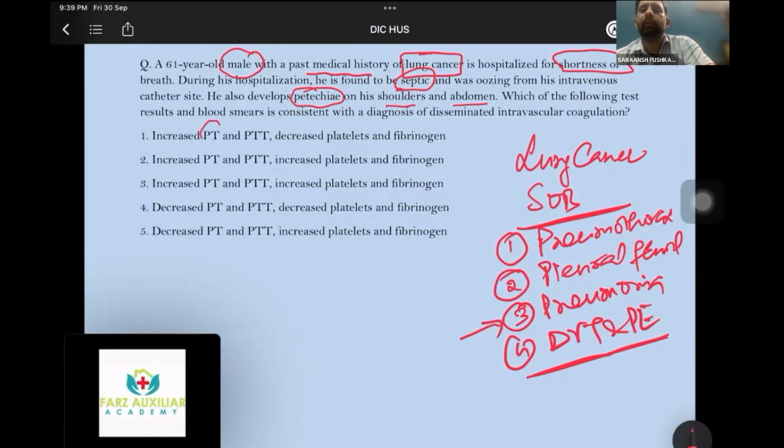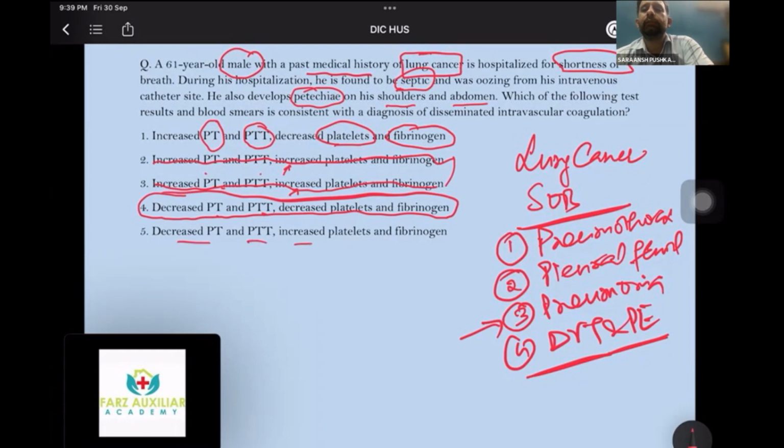Option 1: increased prothrombin time, increased partial thromboplastin time, decreased platelets and decreased fibrinogen. Option 2: increased PT and PTT and increased platelets and fibrinogen. Of course, this is not going to be the answer because there is mention of increased platelets. Again, this is not an answer. This got repeated actually. Decreased PT, decreased PTT, decreased platelets and fibrinogen. Decreased PT, PTT, increased platelets and fibrinogen. Again, increased platelets, so it will not be that.